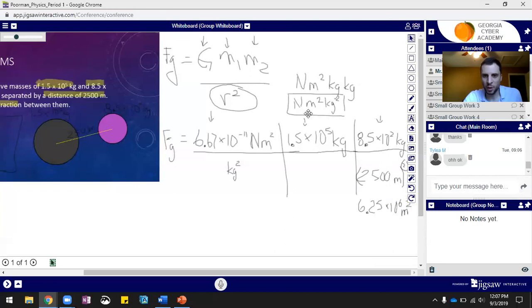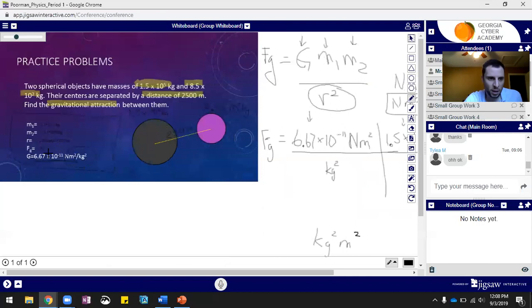All right, so let's look at our units. We have our units on top: newtons meters squared times kilograms squared. And on the bottom, in this first box, we have our kilograms squared, and in this last box, we have our meters squared. So our units for the bottom are going to be kilograms squared per meter squared. And we want to make sure that our answer is going to be in newtons, because that is what force is measured in. Remember, we're trying to figure out what the force is in newtons.